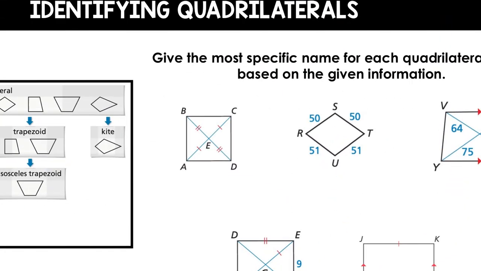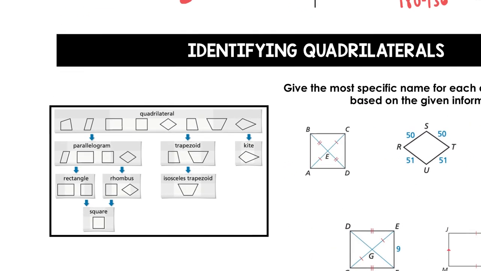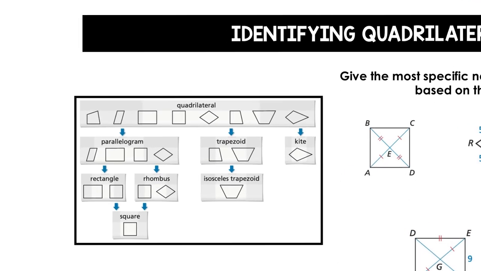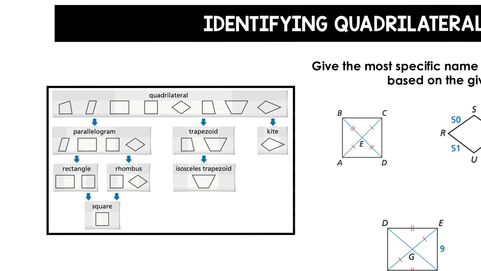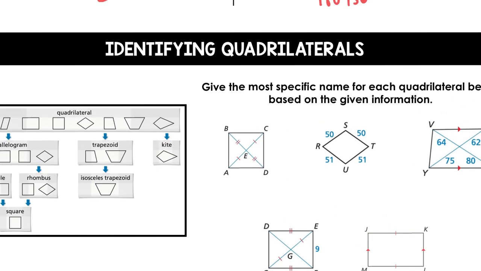This is just looking at the most specific name for each quadrilateral based on the given information. There's a little visual over here of quadrilaterals and how you can break them down, splitting them up into different categories. The most specific ones are on the bottom, and the most generic ones are on the top of this. It doesn't really label their properties, so I don't know that it's super helpful, but we're kind of using it. So these are all quadrilaterals. We're trying to figure out if we can find anything more specific than that.